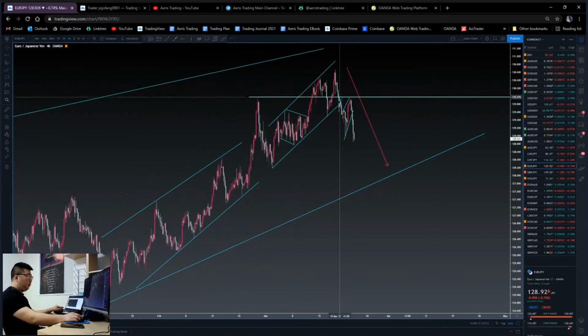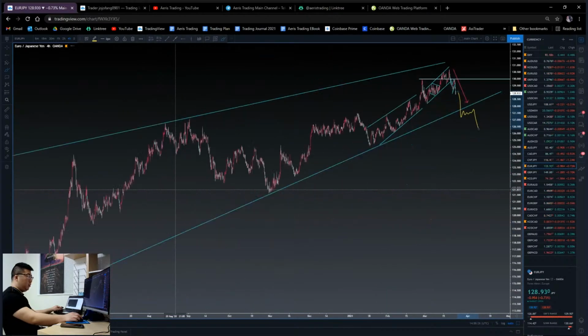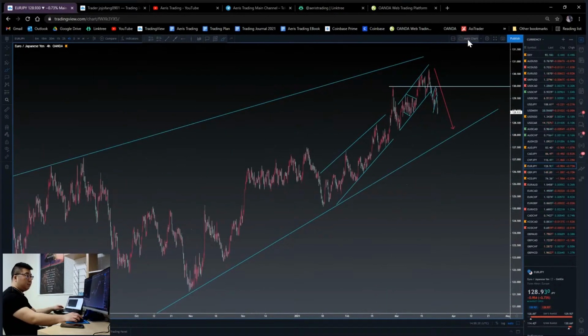Getting in from here or from here, I don't think getting in here is good because we're getting to this low already. We can reverse back up, so be careful. If you wait for the price to break out of the higher time frame structure, well, it's up to your risk management, of course.